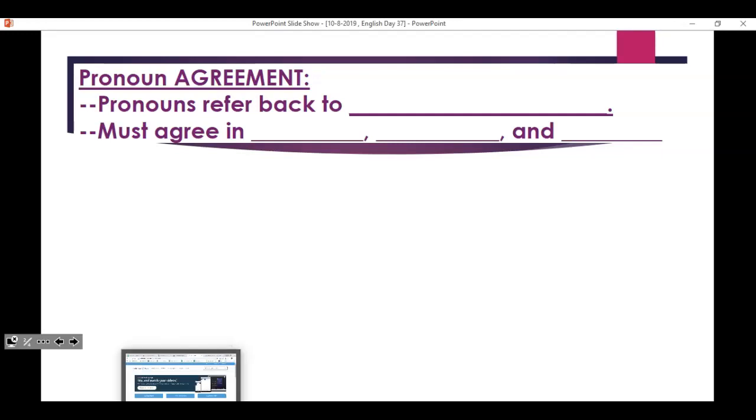Today we're going to talk about pronoun agreement. The thing about pronouns is they have to refer back to a noun that you've already used. So that's kind of what pronoun means. It means it refers back to a noun. The fancy word for that is called an antecedent.